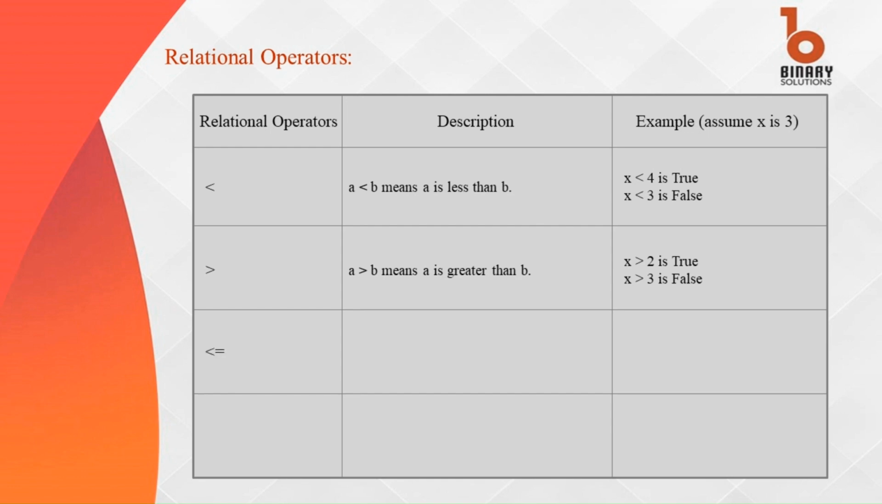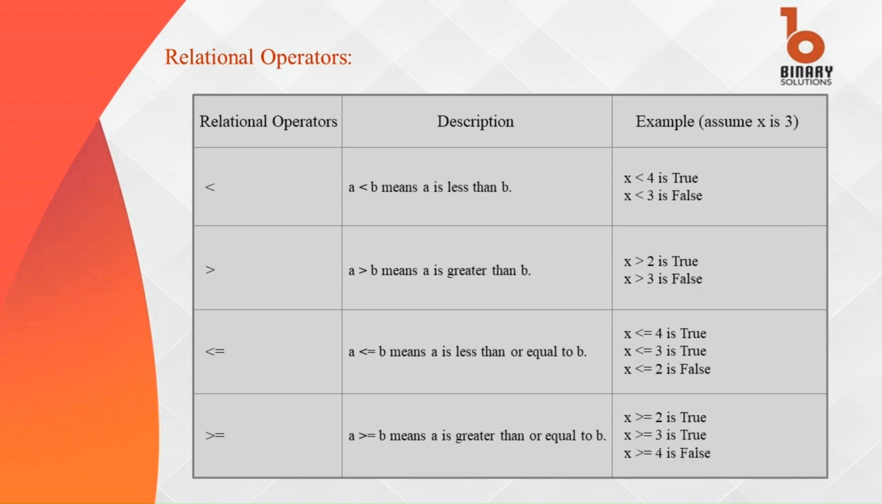greater. The less than or equal to operator checks if the left operand is either less than or equal to the right operand. For example, x <= 4 and x <= 3 both evaluate to true when x is 3, but x <= 2 evaluates to false. The greater than or equal to operator ensures the left operand is either greater than or equal to the right operand. For example, x >= 2 and x >= 3 evaluate to true when x is 3, but x >= 4 evaluates to false. These operators are essential for implementing decision logic in programs, enabling conditions to determine the flow of execution.